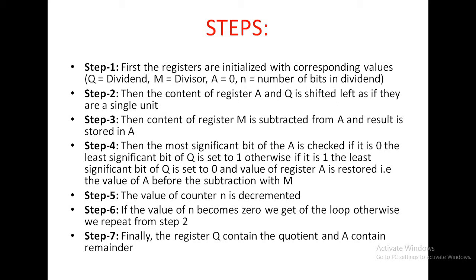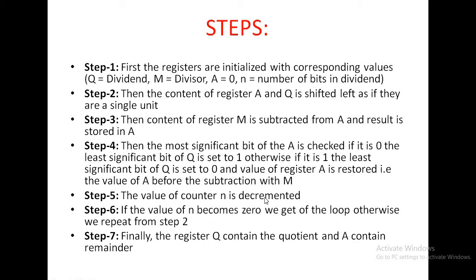Then the content of registers A and Q is shifted left as if they are a single unit. Then the content of register M is subtracted from A and the result is stored in A. Then the most significant bit of A is checked. If it is 0, the least significant bit of Q is set to 1. Otherwise, if it is 1, the least significant bit of Q is set to 0 and the value of register A is restored. That is the value of A before the subtraction with M. Okay, restored means the value before the subtraction.